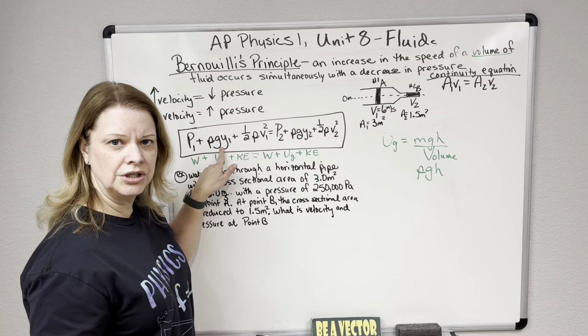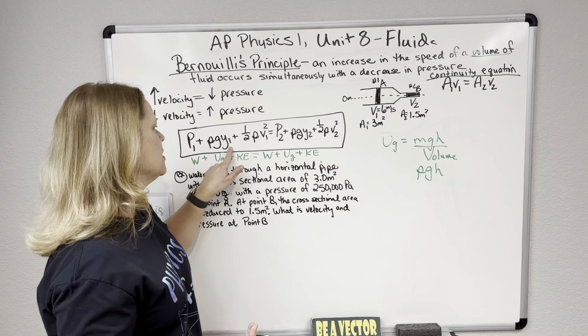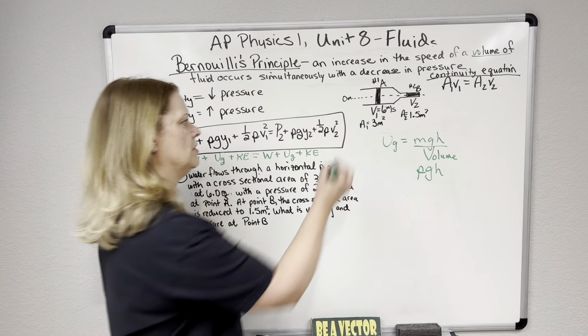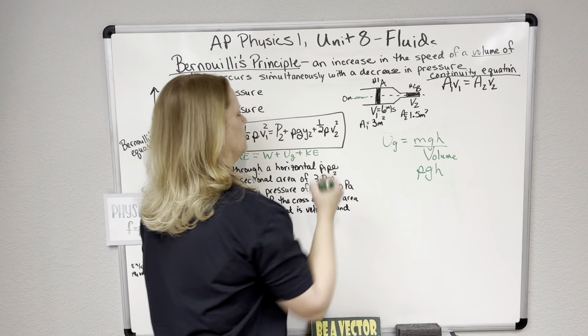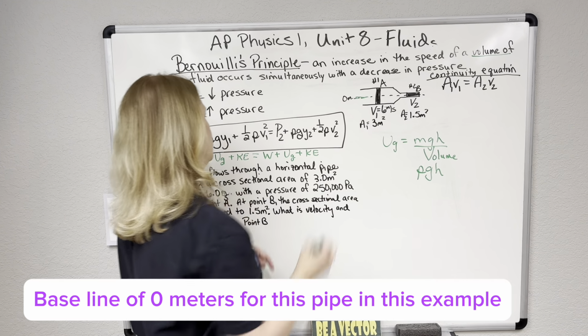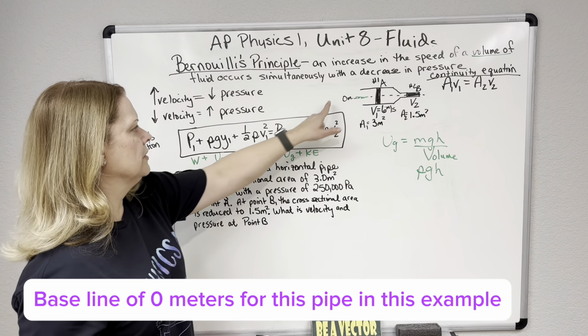Density times little g, the strength of the gravitational field, times y, and we're going to measure that from the center of the pipe. We're going to call that our baseline. We're going to call that 0 in this equation.